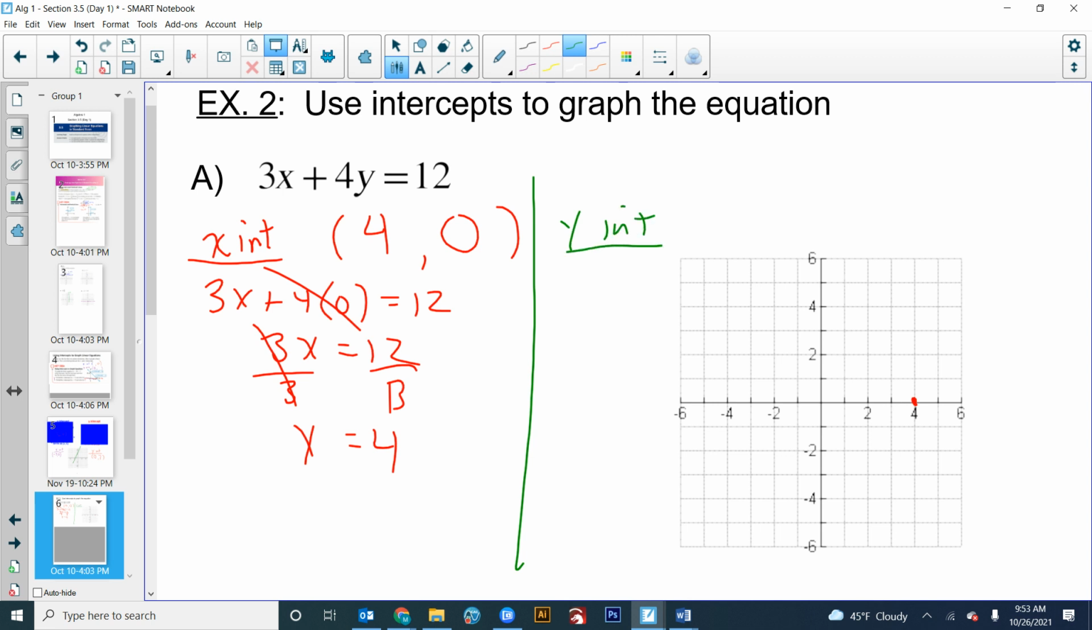Y-intercept. What am I going to let be 0? X. My x is 0 on the y-intercept. So wherever I see x in the equation, I'm putting 0. Brock, what's 3 times 0? 0. Goes away, right? How do I finish it, Brock? Divide by 4.